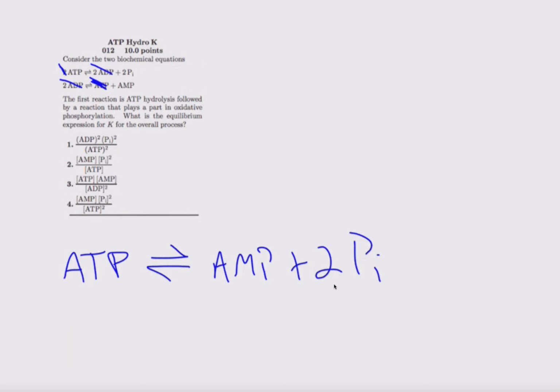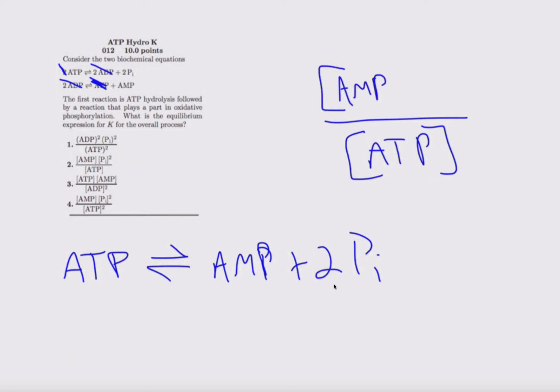When we remember that the products go on the top and the reactants on the bottom, the reactant here is ATP, so that's on the bottom. On the top, you've got AMP and you've got Pi, and the Pi has a coefficient of 2, which gets put in as an exponent, so that is squared. So the correct answer here is this one, AMP times Pi squared over ATP.